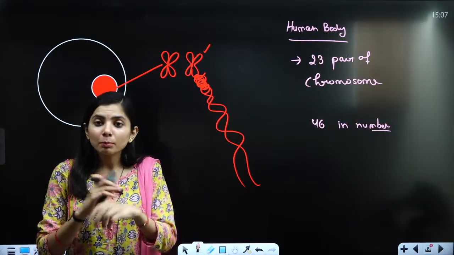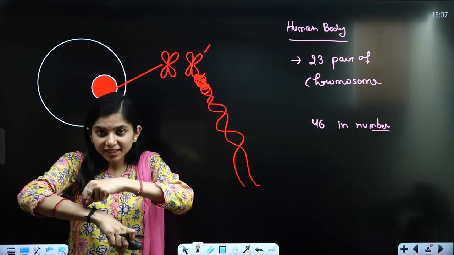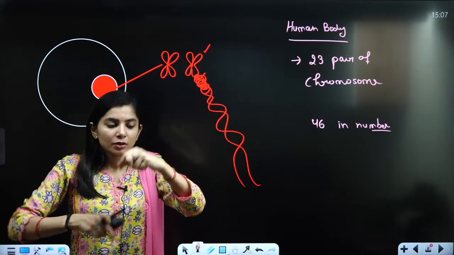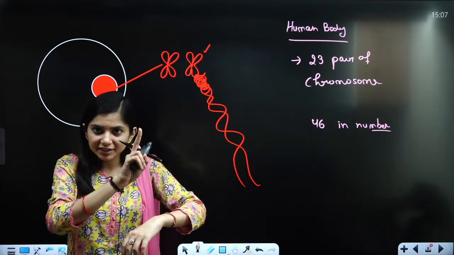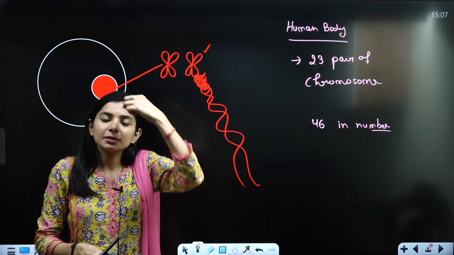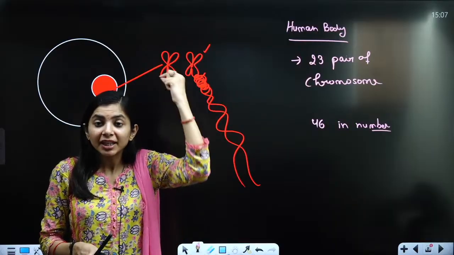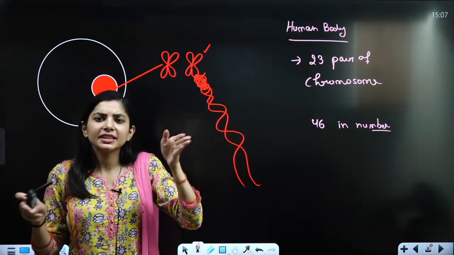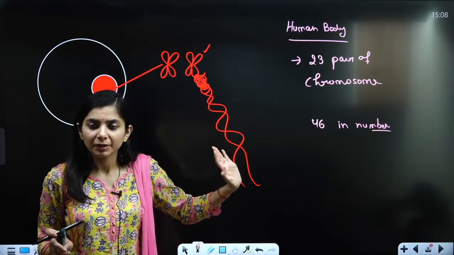Now, in your body, let us suppose I am taking one cell out of it, and let us suppose I am taking another cell out of it. The cell from the left hand is having 46 chromosomes, the cell from the right hand is having 46 chromosomes. Let us suppose I take one cell from the forehead, one cell from the cheek, one cell from the hair, and in this way every single cell is having 46 chromosomes in total.